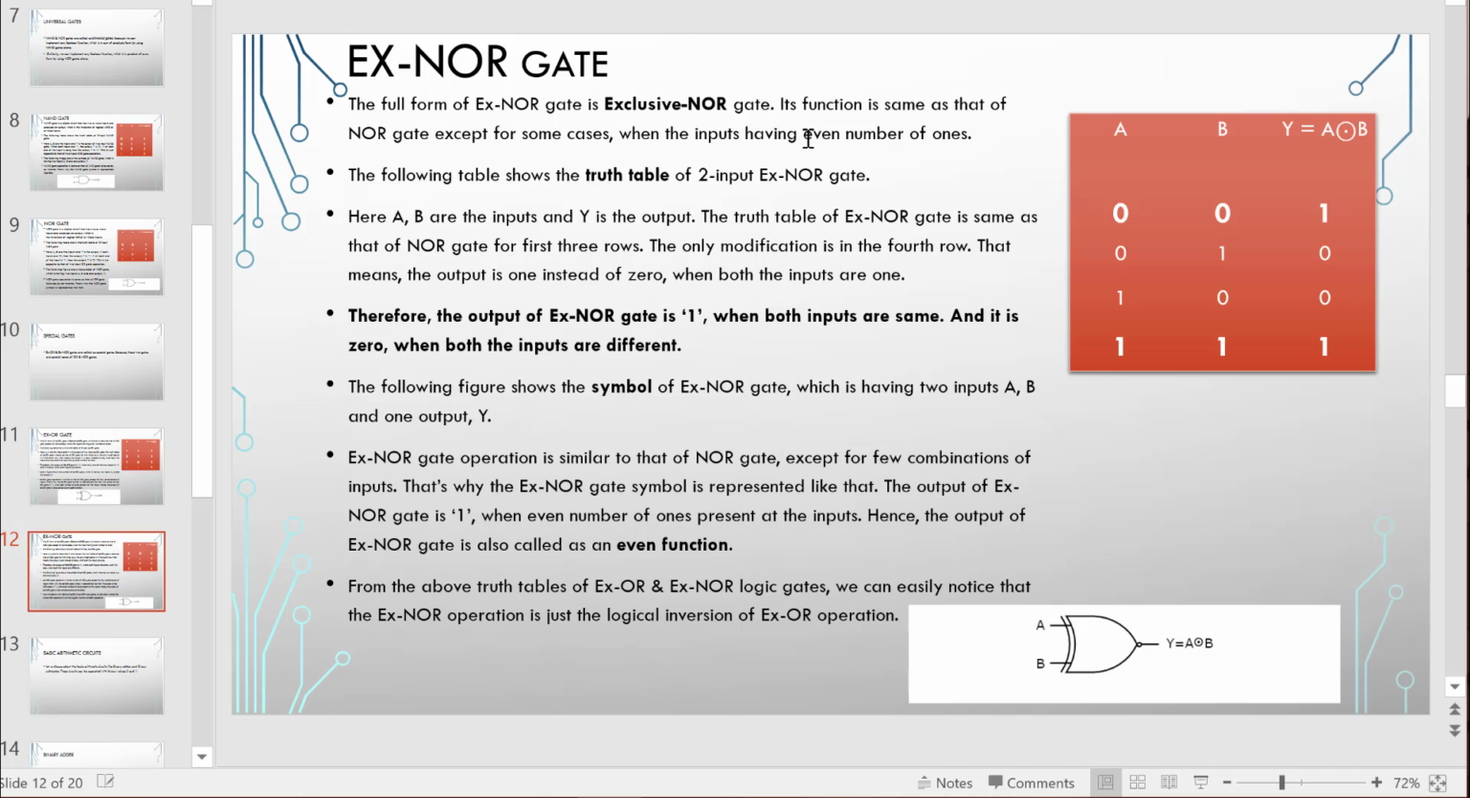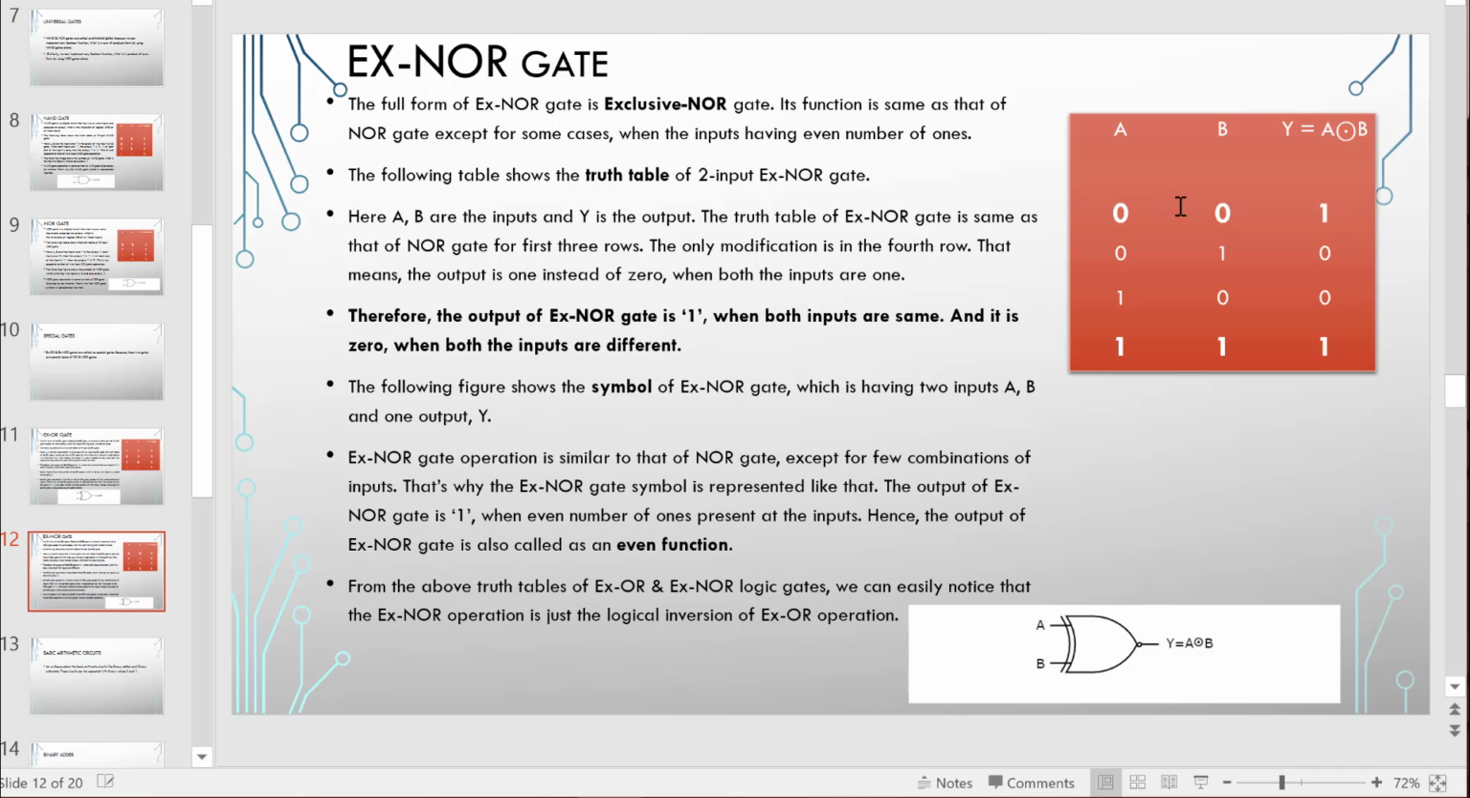Exclusive NOR gate: its function is the same as that of the NOR gate, except for some cases when the inputs have an even number of ones, right? When the inputs have an even number of ones. Let's discuss the truth table of the two input exclusive NOR gate.